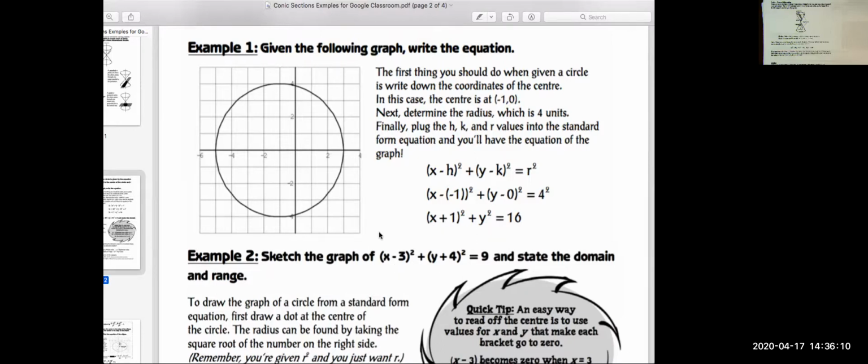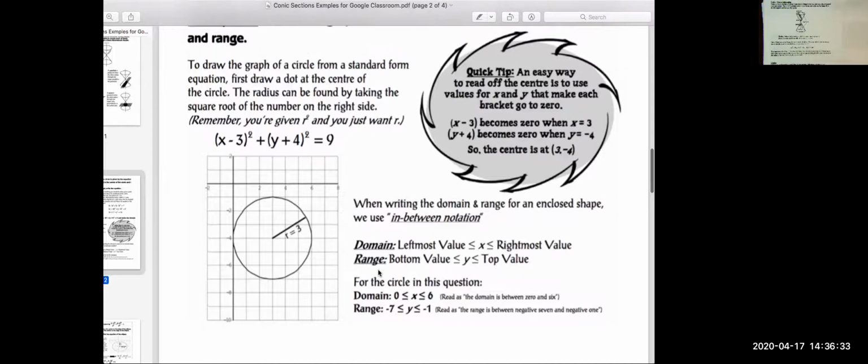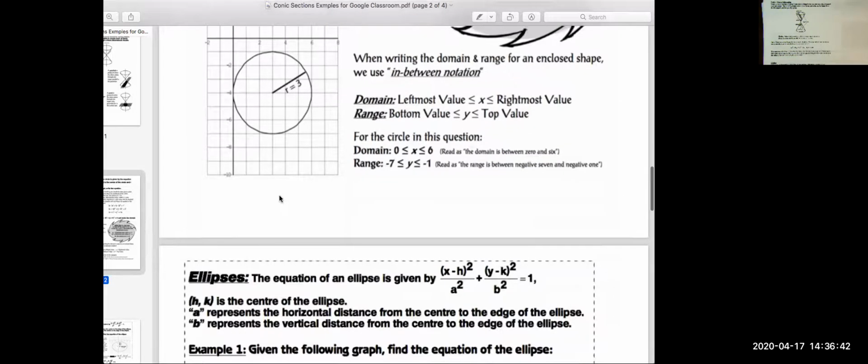Here, in this example, we move a circle 3 units right and 4 units down, radius of 3. Wow, look at that. 3 units right, 4 units down, radius of 3. I would do 1, 2, 3, 1, 2, 3, 1, 2, 3, 1, 2, 3. Once I have 4 dots, I would connect those dots. I wouldn't want to be bothered with this radius of 3. That's just the example. For the domain, it starts at 0, ends at 6. For the range, from -7 up to -1. It's so simple.